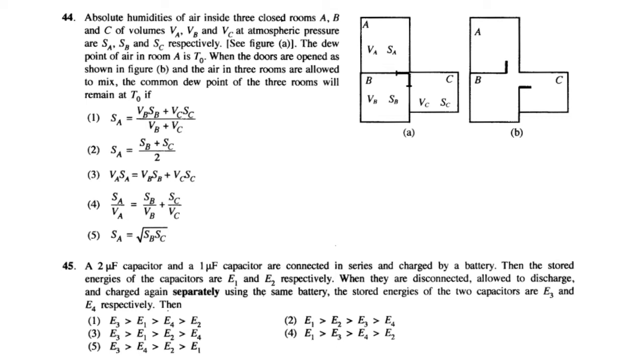Now, in the next instance, at B, the common dew point is T naught, which is equal to the common dew point in the A room. And we can find the absolute humidity of the entire room after the doors are opened. So that is total mass of the humidity divided by the total volume of the rooms. That is MA plus MB plus MC divided by VA plus VB plus VC. So MA is VASA. From the above equation, we get MA equal VASA. So by substituting, VASA plus VBSB plus VCSC divided by VA plus VB plus VC.